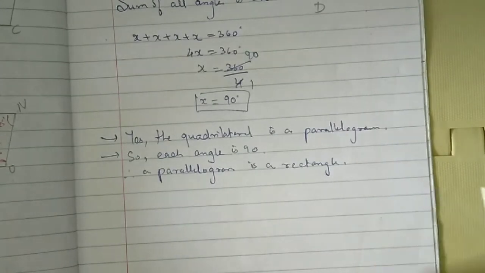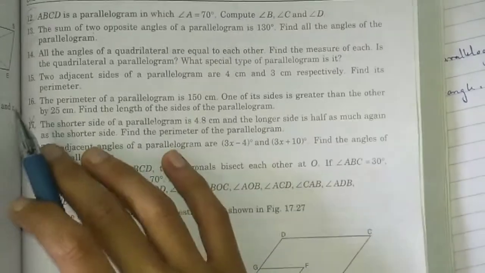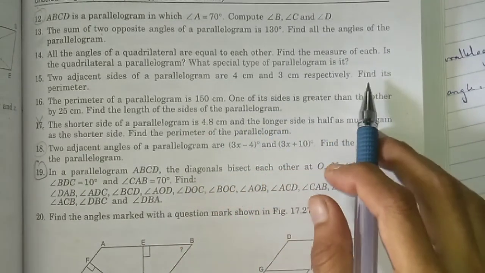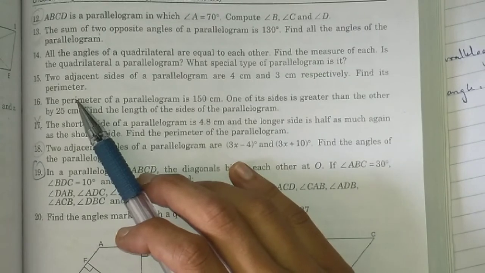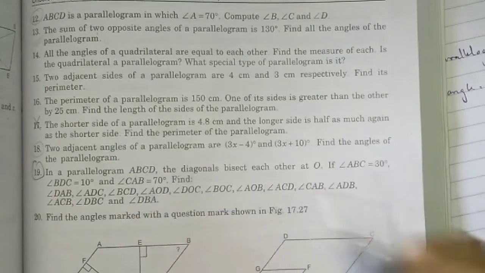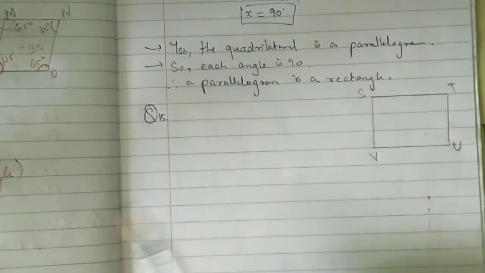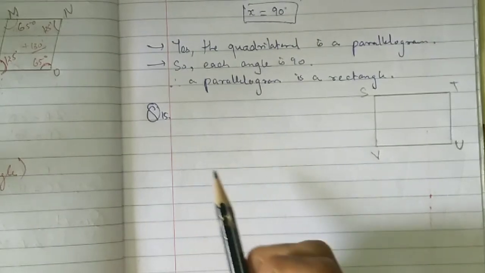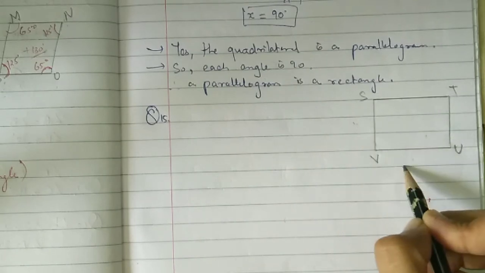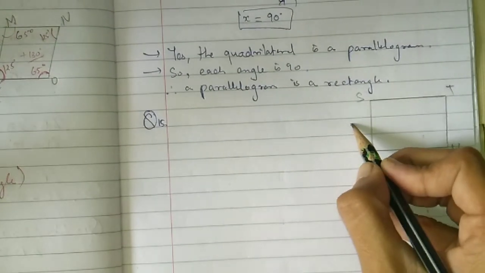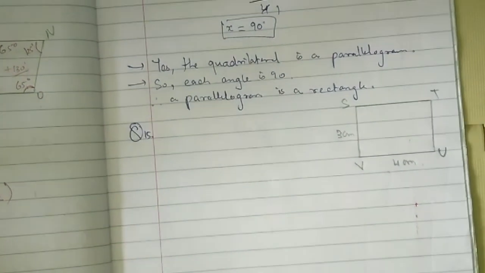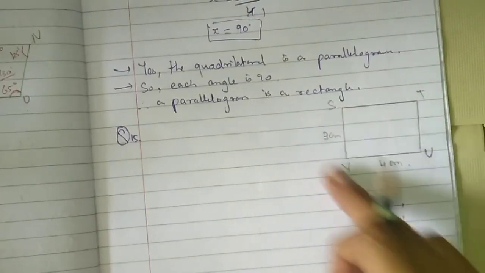Okay, now question number 15. Two adjacent sides of a parallelogram are 4 cm and 3 cm respectively. Find its perimeter. Now two adjacent sides of the parallelogram are given. We have to find its perimeter. Perimeter is the sum of all the sides.